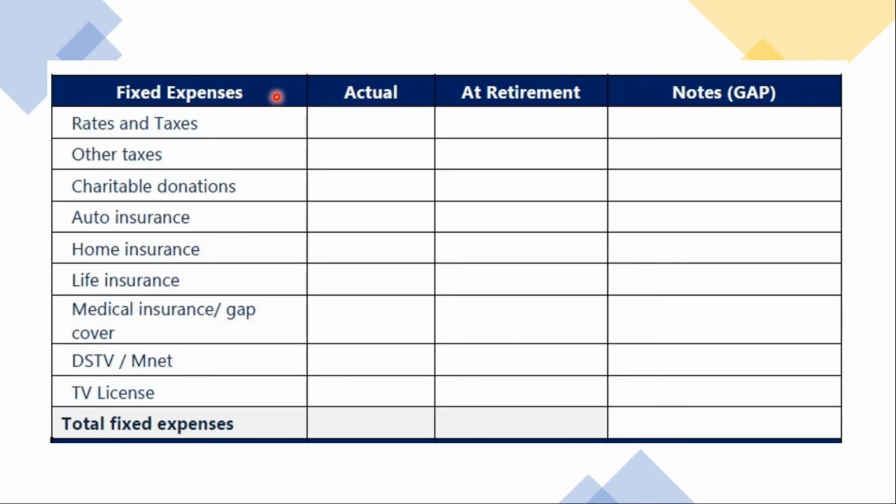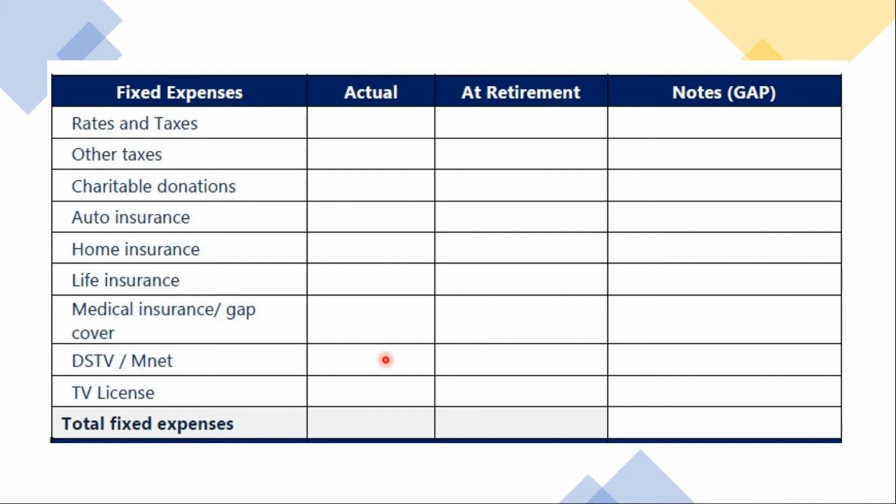If we look at fixed expenses, now only if I have my own home will rates and taxes actually apply. And of course at retirement, but the benefit is when I'm older, I pay less tax. Any other taxes I might pay? Charitable donations. Do I give to a church or a charity? Or to insurance if I have a car? Home insurance? Life insurance? Medical insurance or gap cover? Now that is the difference between what the doctor charges or hospital charges and what my medical aid pays.